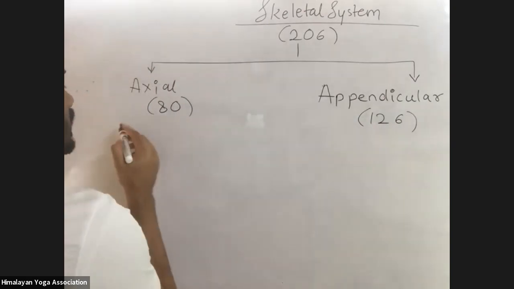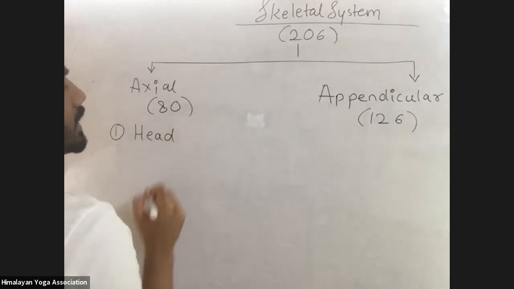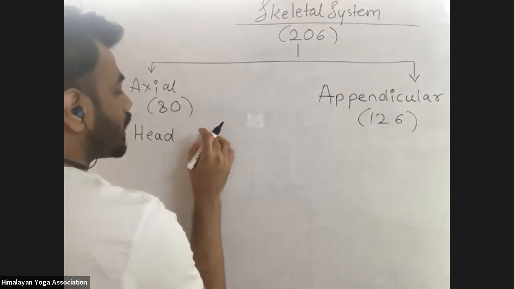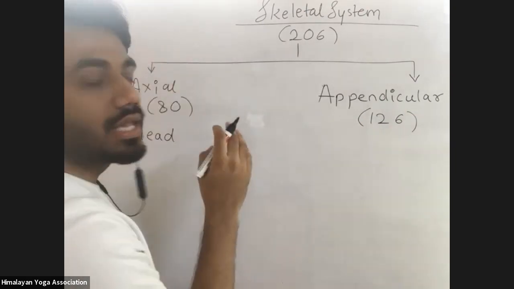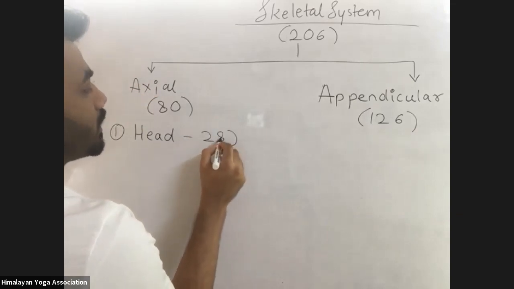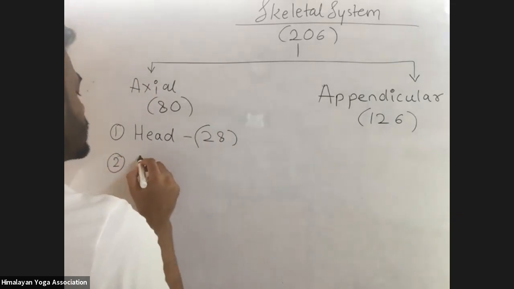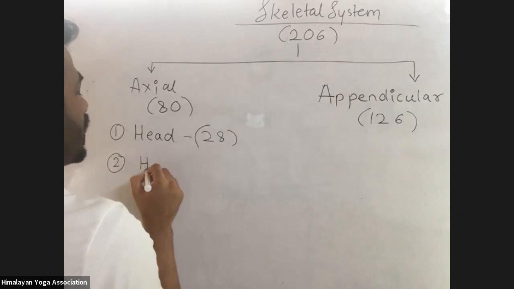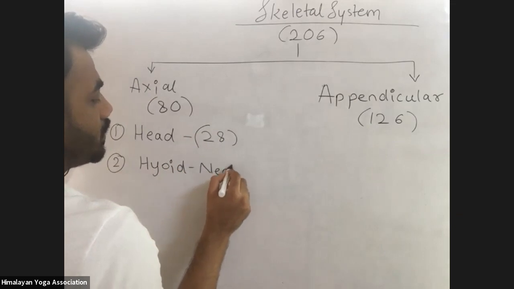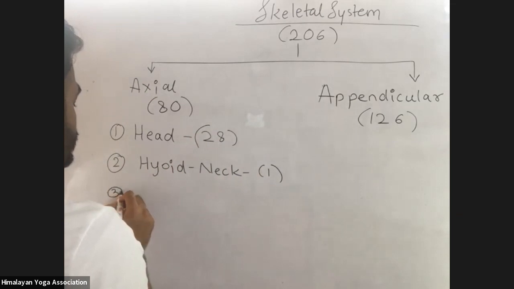In the axial skeleton, what sections have we seen? The head. In the head section, how many bones have we seen? Like in our cranium, in our face, and in our ears. Approximately 28 bones we have seen in just our head section. Then in our neck section, we have seen the hyoid bone. In the neck section, one single bone.